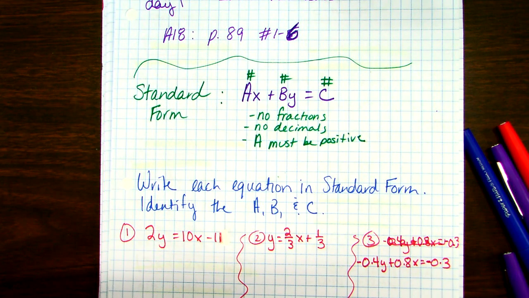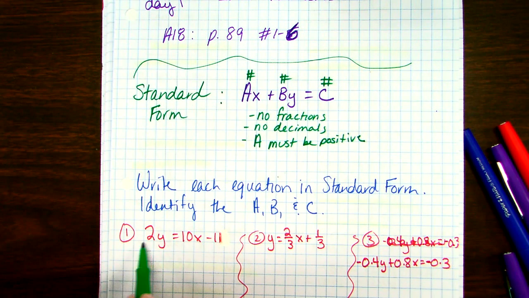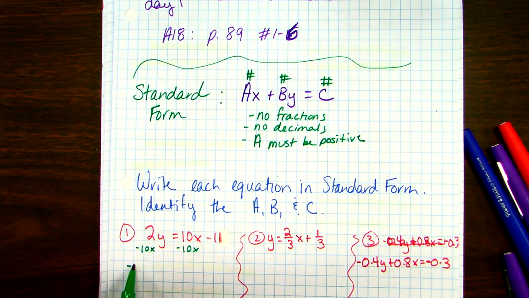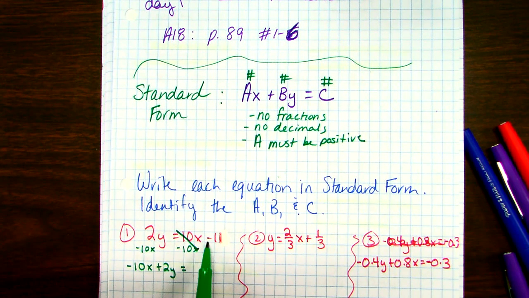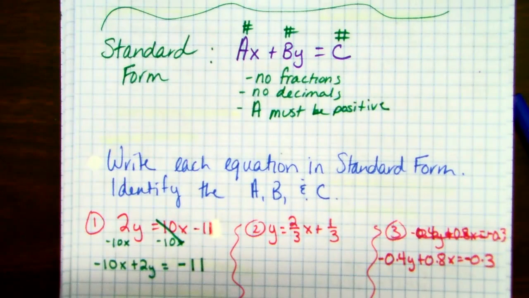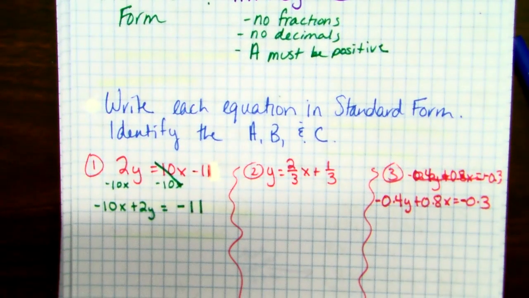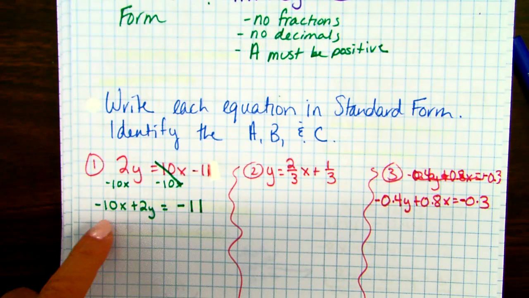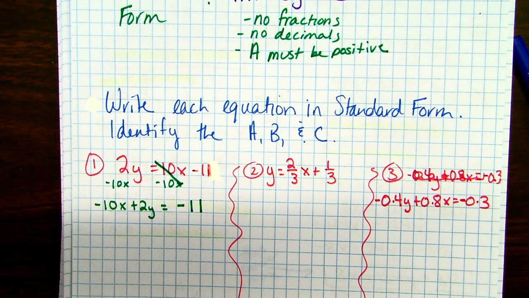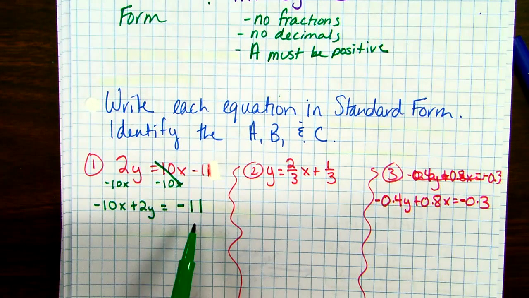So use your rules for solving equations to move across the equal sign. So you're just subtracting 10x from both sides. So what you have is negative 10x plus 2y equals, don't lose the negative, right? That negative in front of the 11 is still in front of the 11. And so double check, I have AX and BY on the left-hand side, and I have C. C is a constant, a number that doesn't have a letter, on the right side.